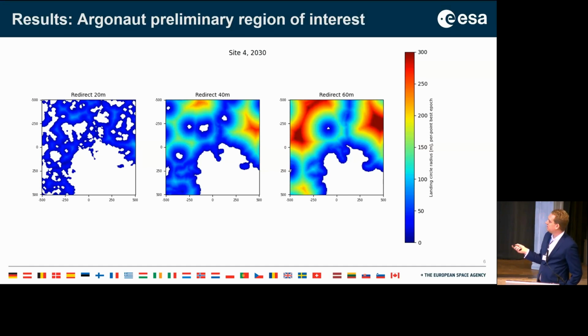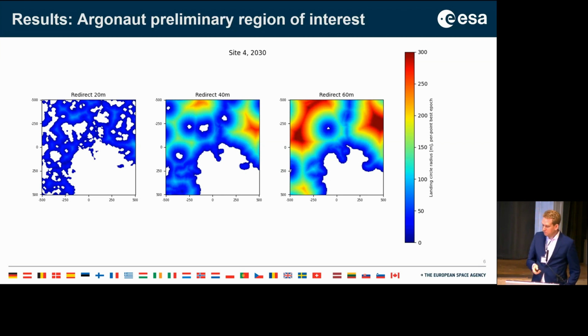So what we have here is, for three different redirects, 20, 40, and 60 meters of horizontal redirect, the required landing accuracy. Here we have this as an output parameter to understand which required accuracy we need to land in this region. And what we can see is that for 20 meters redirect, there are rarely regions where you would need an accuracy of something between 50 and 75 meters. But if we increase the redirect capability to 40 or even 60 meters, we can see that the areas open up and we actually don't need to be that accurate on the targeting because we can redirect a lot, which I guess makes sense.